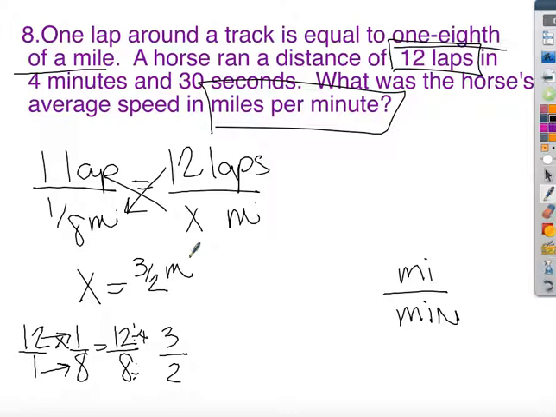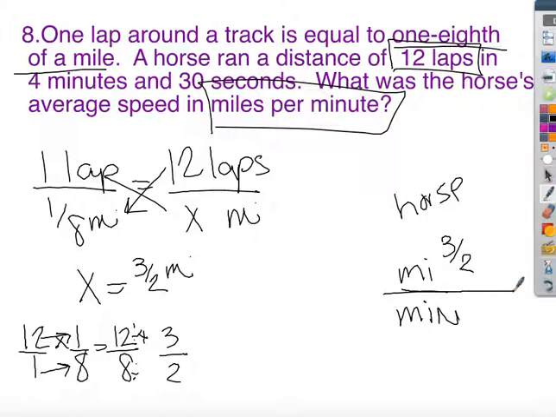So our horse ran 1.5 miles, and how many minutes did he run that? 4 minutes and 30 seconds. So over here, this is what we're trying to figure out right here. Miles per minute. This is our horse. So we know our horse ran how many miles? 3 over 2.